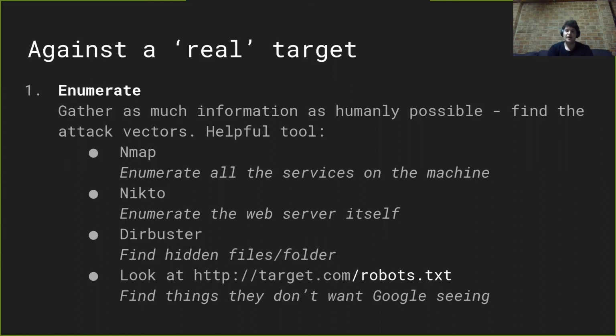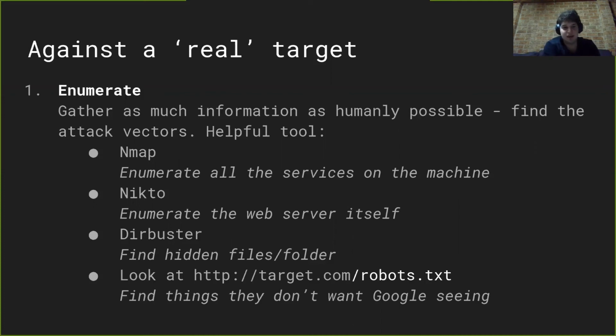But before you go and make a tool that will try and steal the cookie from every website, or you make a tool which will fuzz every single URL on the internet to see if there's any XSS, maybe be a bit smarter about it. When you're attacking a real target, you should first enumerate. So gather as much information as humanly possible. This is so you can actually find the attack vectors of the website you're attacking. So some really good tools for this.